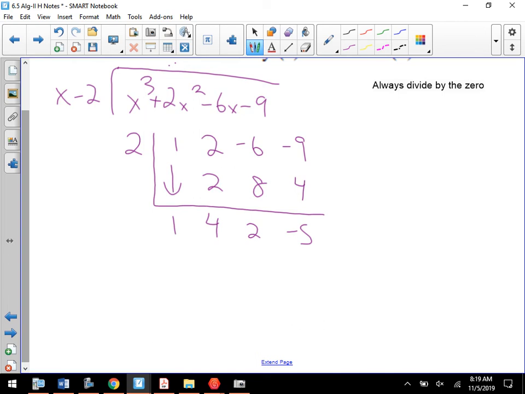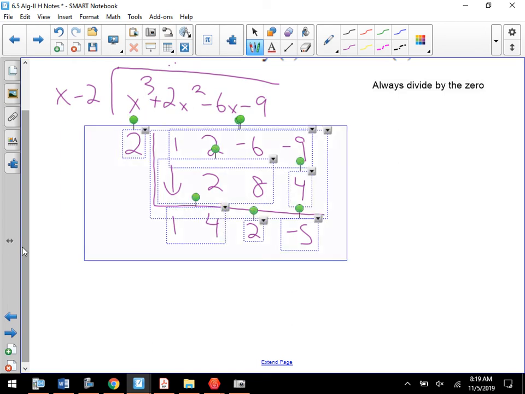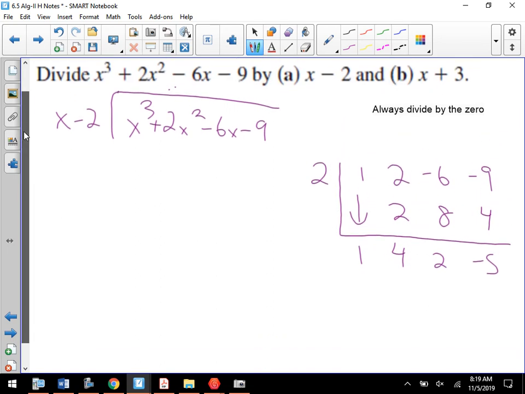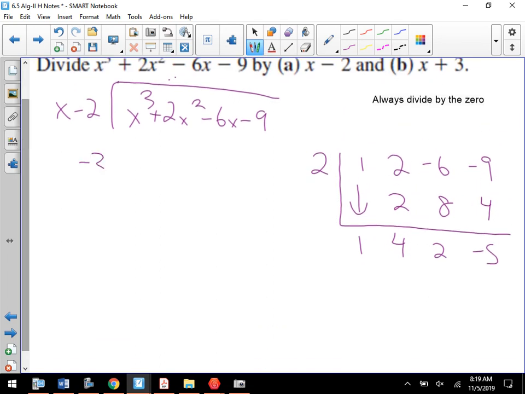Is x minus 2 a factor of that? No, it's not, because I didn't end up with a 0. Okay? So, do that again. The other one was what? X plus 3? So I use negative 3.